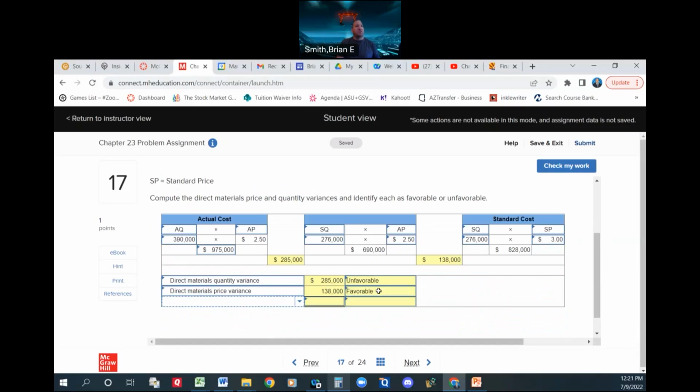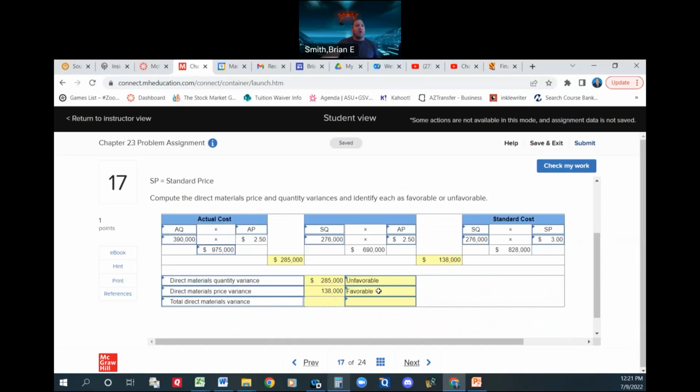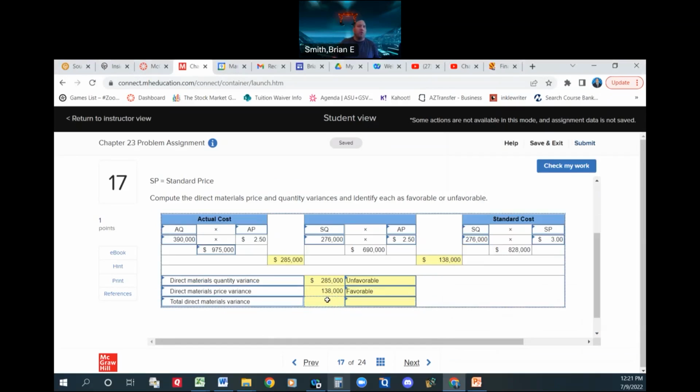And then this one is the total direct materials variance, and we're going to combine these two. So we have an unfavorable, and we're going to subtract out the favorable, and we have a 447,000 unfavorable.